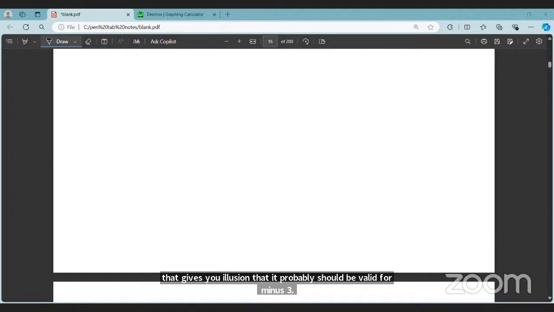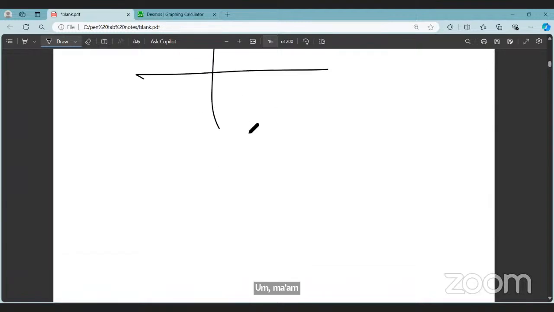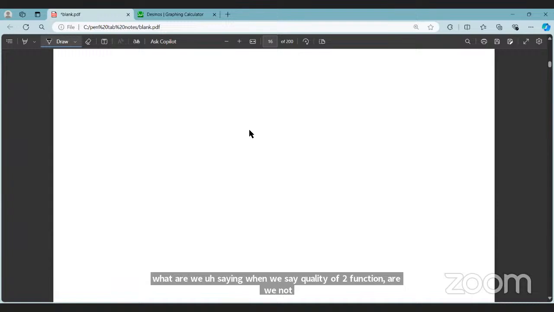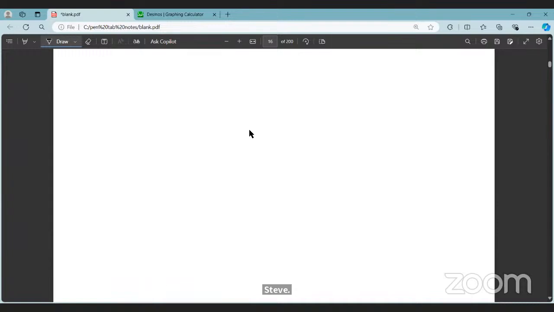Okay, so is there any other doubt, or we can wind up this session? Ma'am, what are we saying here when we say equality of two functions? Are we not matching the domains? Equality of two functions actually depends on many things. First, your functions should be defined on the same domain. Then only we can compare them. Equality of functions is actually a very big thing to say, because in that case you want the domain to be the same, and you want your range set to be exactly the same.